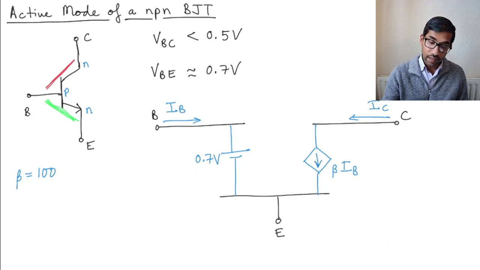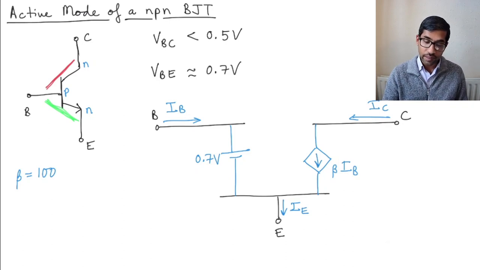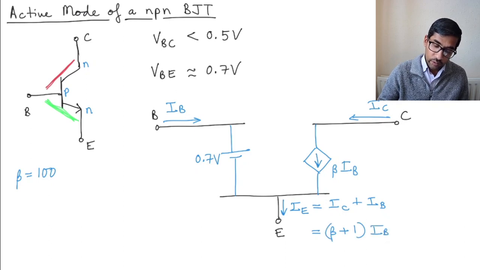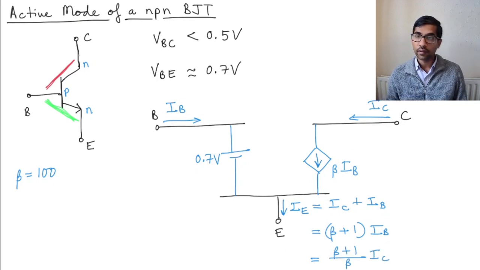What would be the current IE then? This current. You can very easily see that IE is equal to IC plus IB in this model, which is equal to (beta plus 1) IB, which is also equal to (beta plus 1) over beta times IC. Okay, and it's fairly straightforward to see if beta is very large, then IC is almost equal to IE.